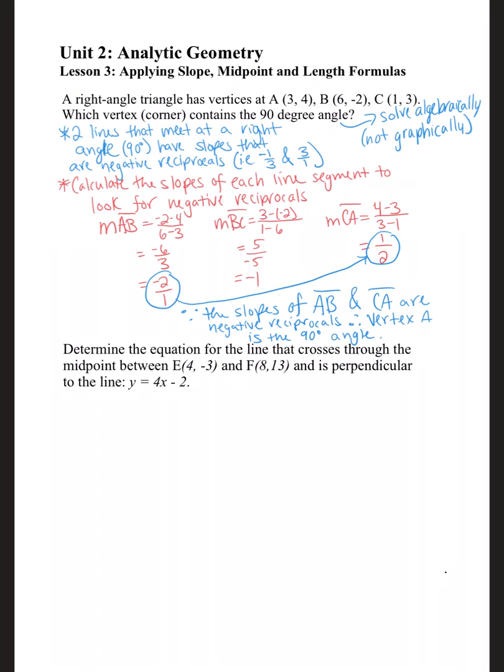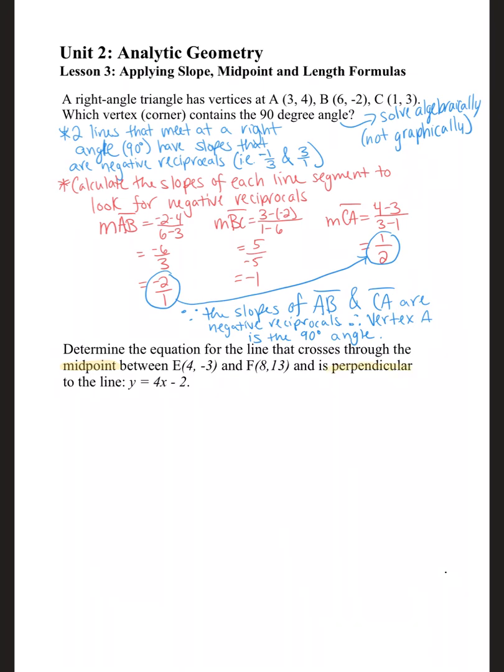So determine the equation for the line that crosses through the midpoint between point E and F and is perpendicular to the line y equals 4x minus 2. So a couple keywords there that we should point out that we're going to have to use here. We're going to be looking at the midpoint of a couple points. We're also going to be looking for something that is perpendicular.